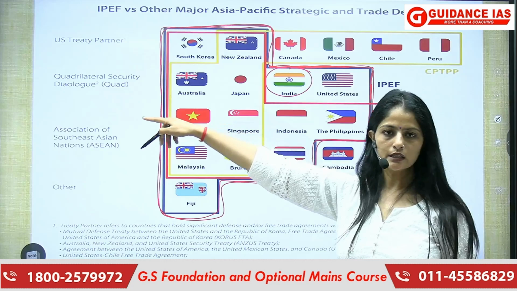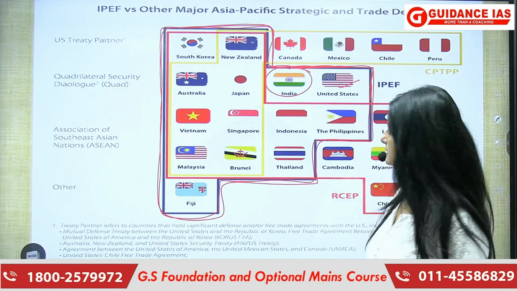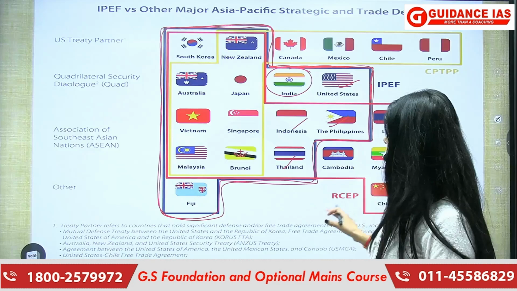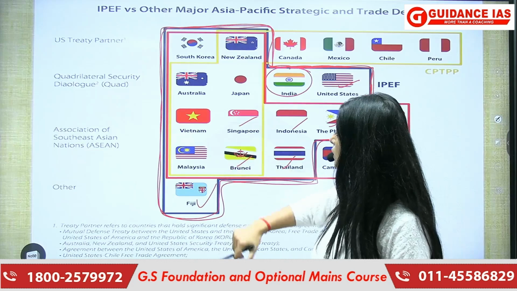So these are a few of the countries. United States, of course, they have only just started it. Philippines, Indonesia, Thailand. So I was talking about the South Asian countries. These are the South Asian countries. Apart from that, Fiji is also part of it. Malaysia, Brunei, Singapore, Vietnam, Australia, Japan, New Zealand, South Korea.